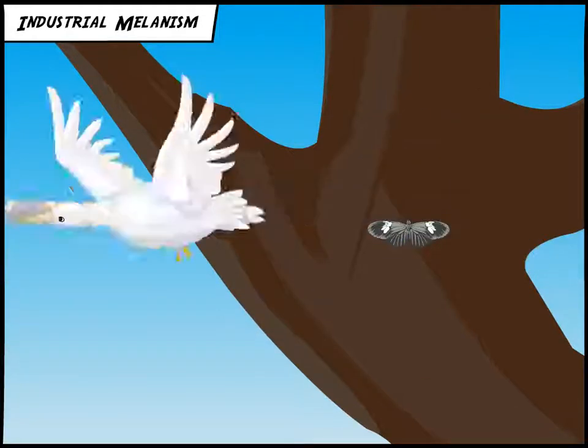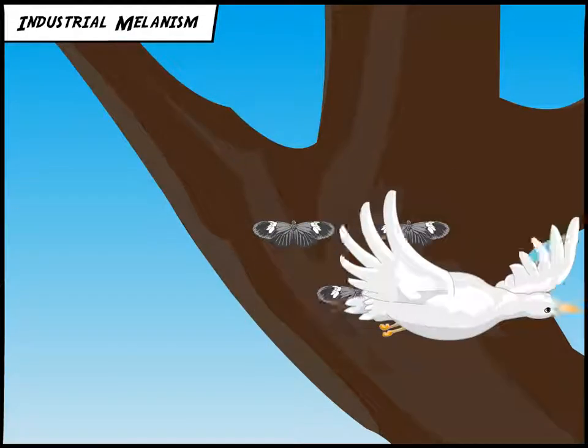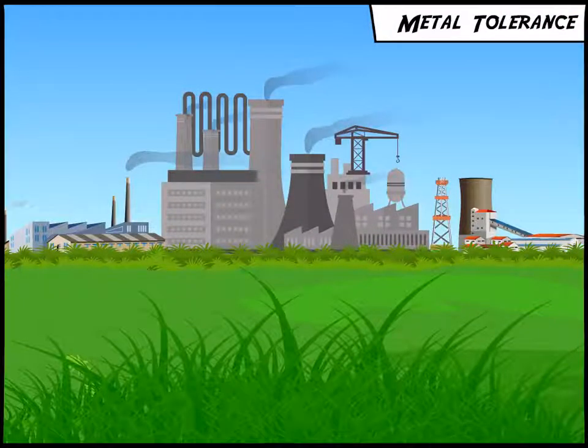Industrial soot covered the walls, and after the Industrial Revolution, the black mutants were selected as lighter ones were eaten up by birds. Soon, black Biston betularia carbonaria replaced the Biston betularia variety. Metal tolerance. Certain grasses growing near industries using metals evolved into the metal-tolerant variety through action of natural selection on mutation. Can you explain how?